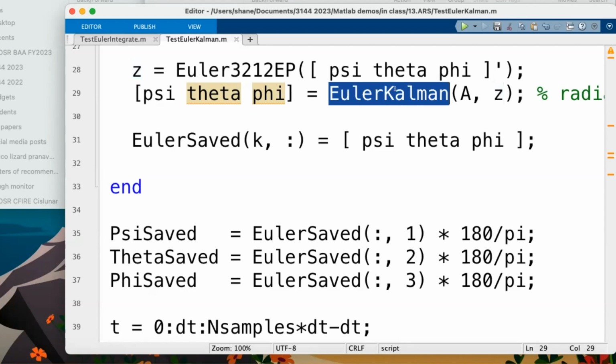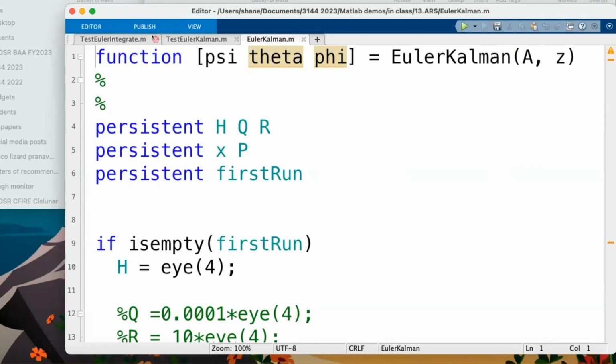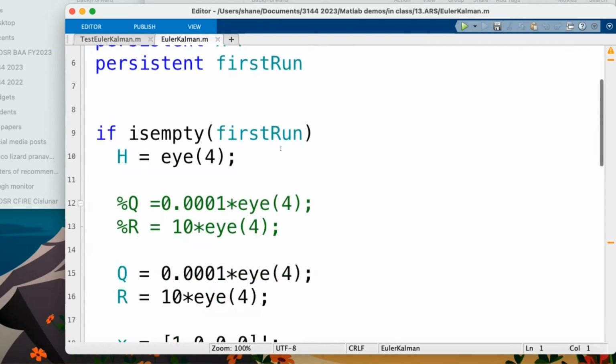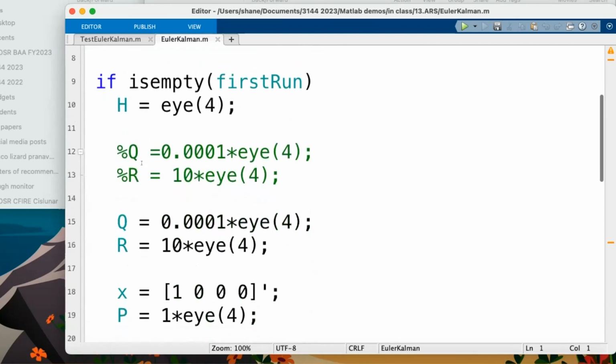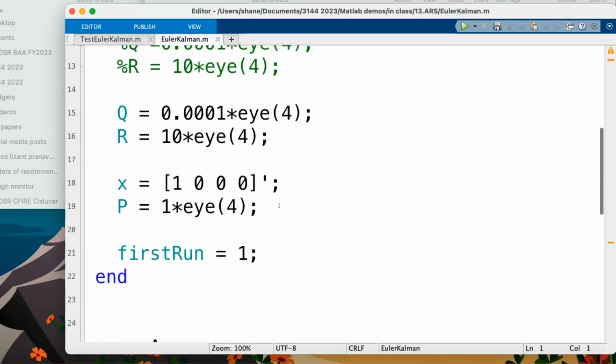Can I open that? I go here, Euler Kalman. Because this is already given A, in here we're just defining H, Q, and R, also the initial X and P during the first run. This commenting out is just a result of me doing trial and error. So this is H, remember, the 4x4 identity. Q is 0.0001 times the 4x4 identity. R is that, and then everything else is that.